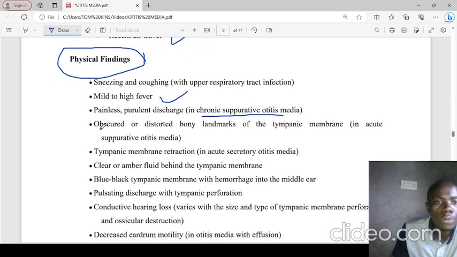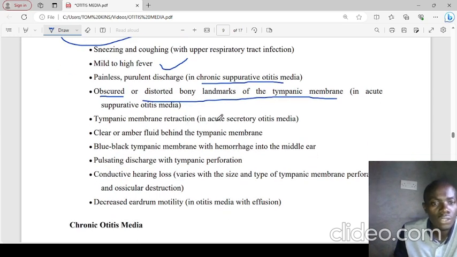We'll also be having obscured or distorted bony landmarks of the tympanic membrane, and this is majorly in acute suppurative otitis media, okay? Also, tympanic membrane retraction could be there in acute secretory otitis media. We could also have clear or amber fluid behind the tympanic membrane. We also have the blue-black tympanic membrane with hemorrhage into the middle ear. And we could also be having pulsating discharge with tympanic perforation.